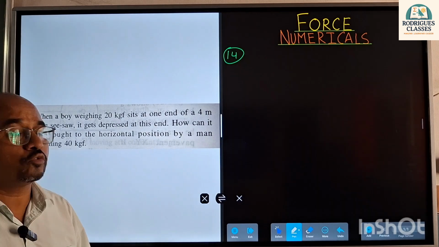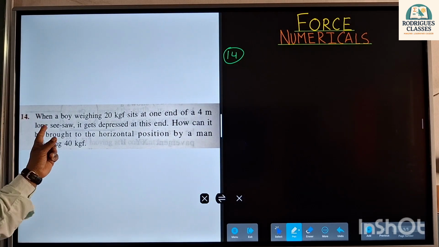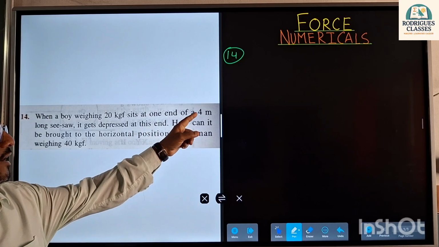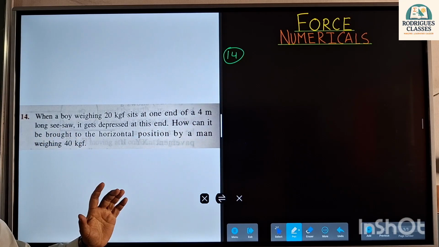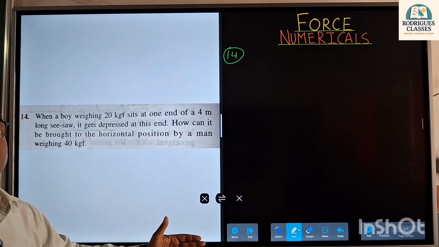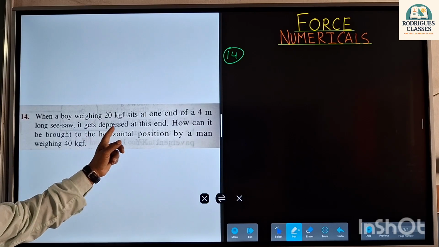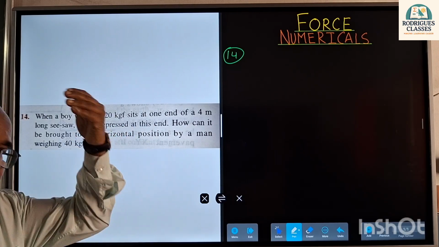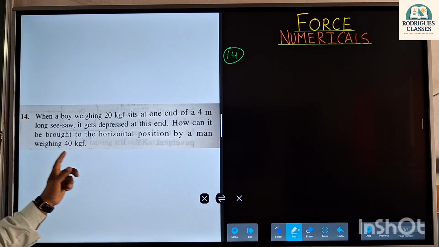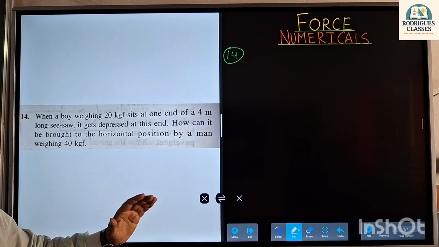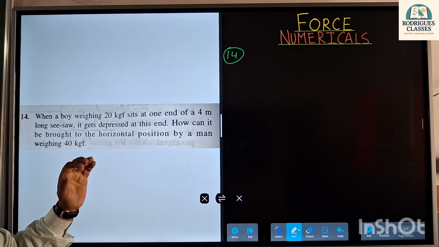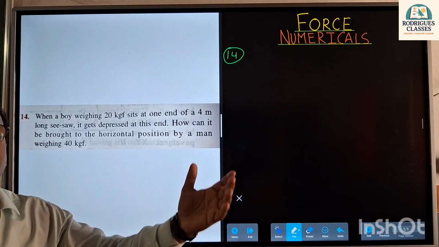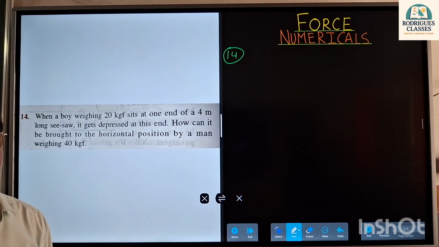Now let us come to question number 40, which goes like this. When a boy weighing 20 kgf sits at one end of a 4 meter long seesaw, so the length of the entire seesaw is 4 meter, it gets depressed at this end. So you know, anyone sits at one end, it will go down. How can it be brought to the horizontal position by a man weighing 40 kgf? So there is a man now, 40 kgf. Where should he sit on the other end so that they will get balanced each other?